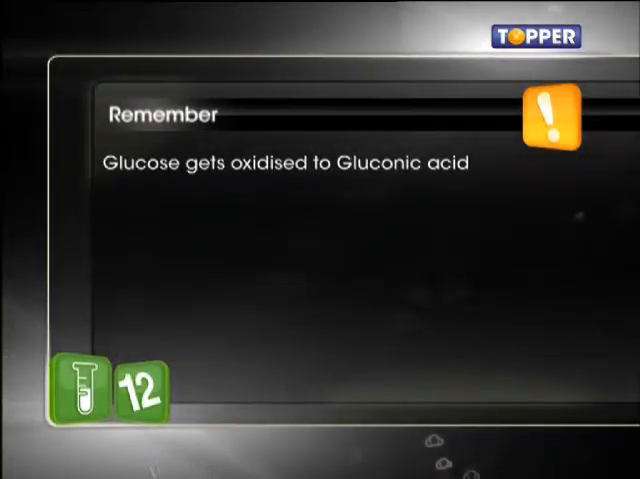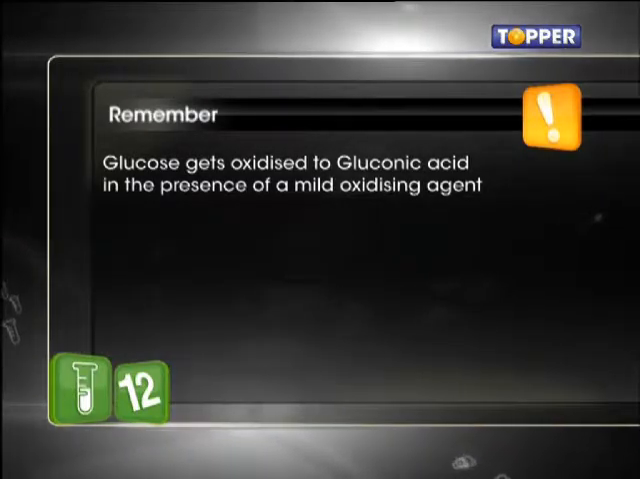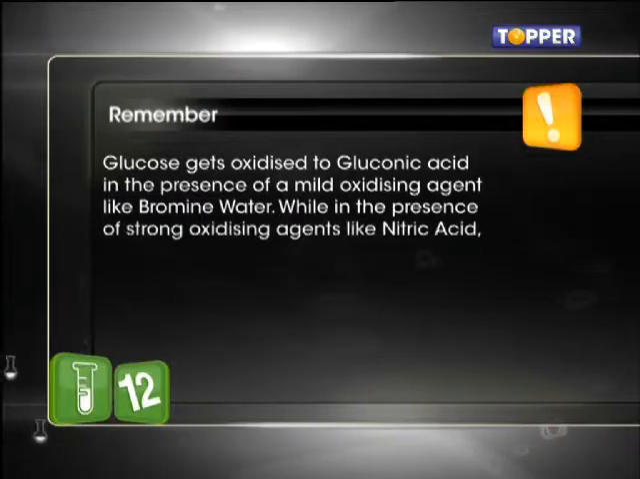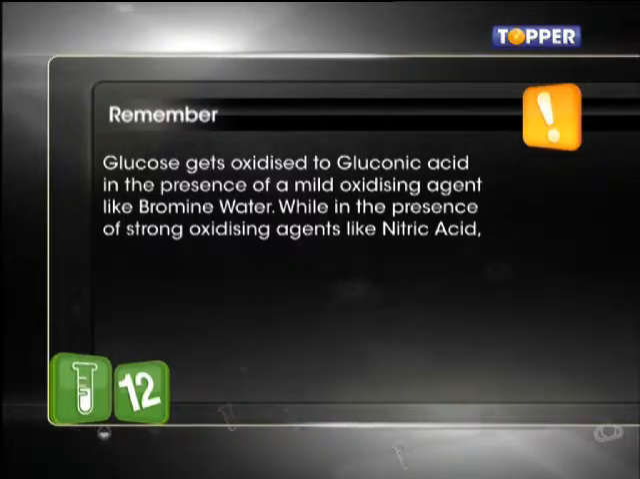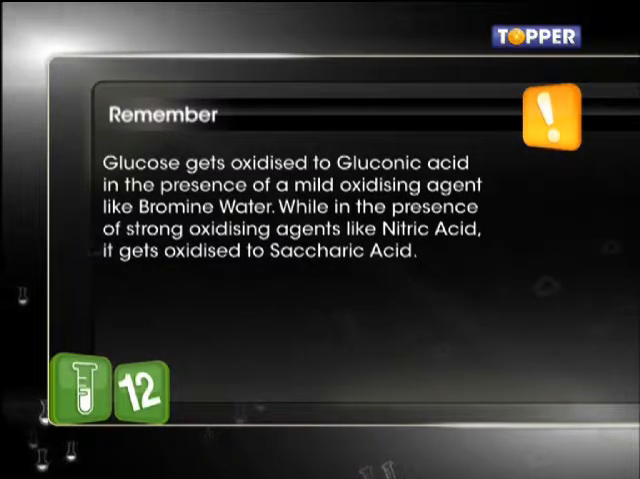Remember that glucose gets oxidized to gluconic acid in the presence of a mild oxidizing agent like bromine water, while in the presence of strong oxidizing agents like nitric acid, it gets oxidized to saccharic acid.